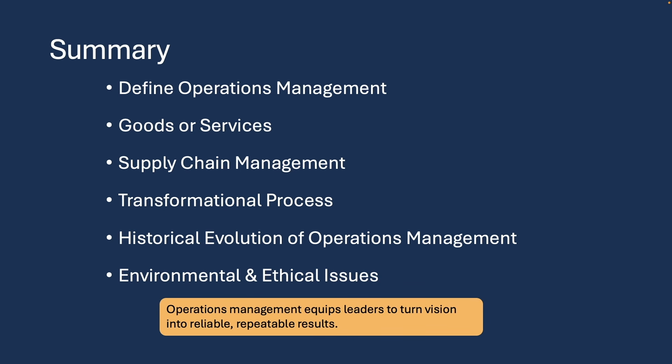So in this lecture we've defined operations management, explained goods and services, explored supply chains, discussed the transformation process, reviewed the historical evolution of operations management, and explored some environmental and ethical issues. Operations management equips leaders to turn visions into reliable, repeatable results.